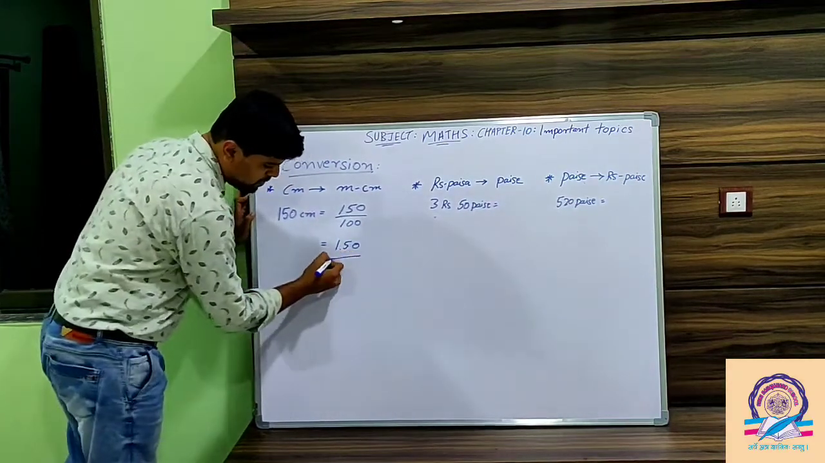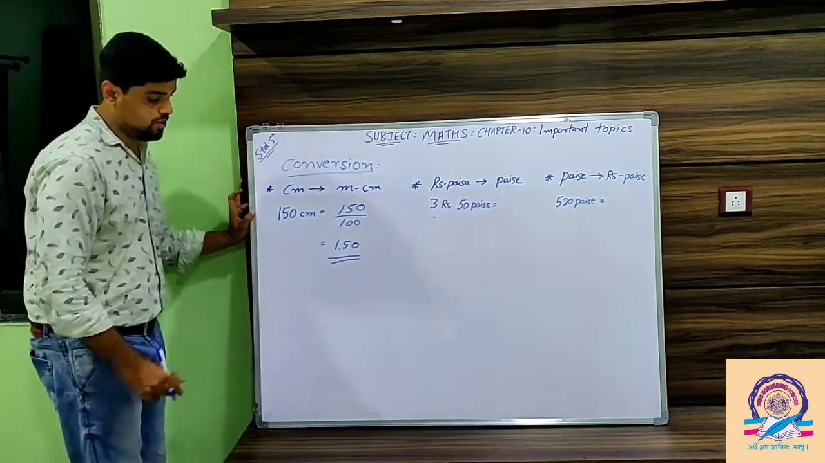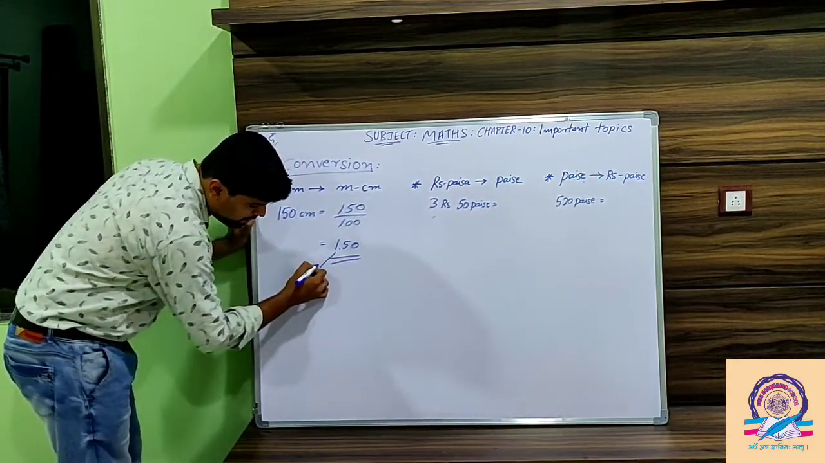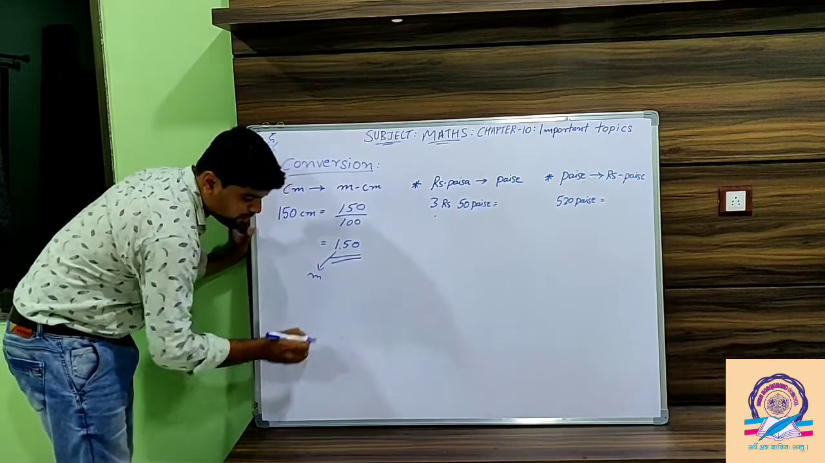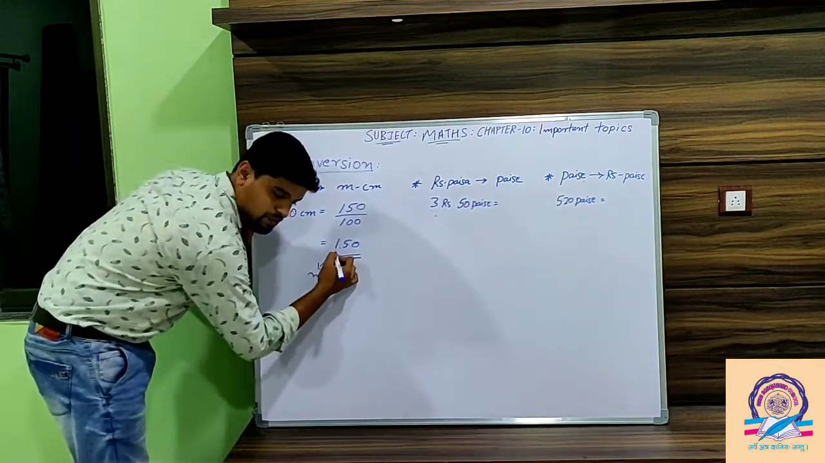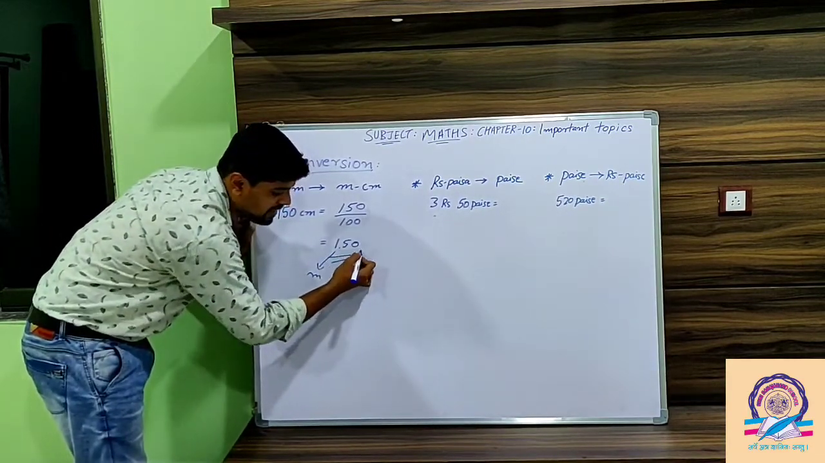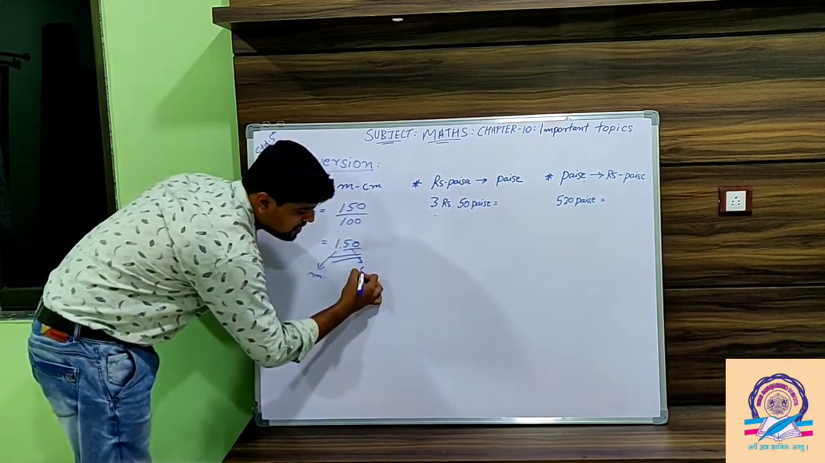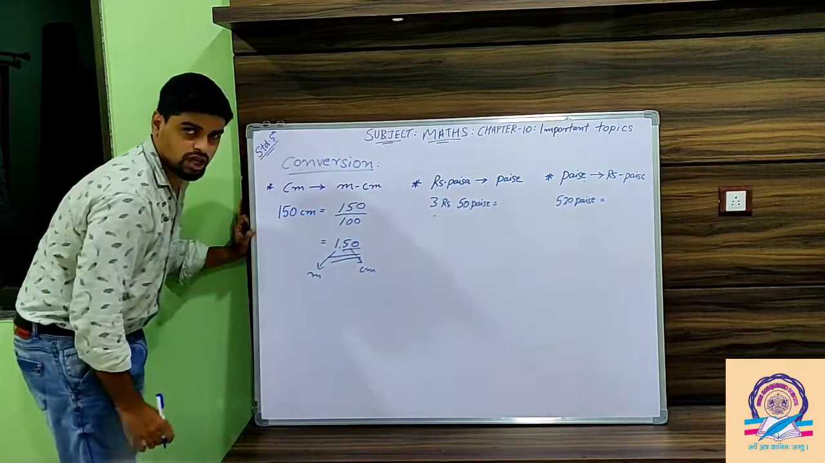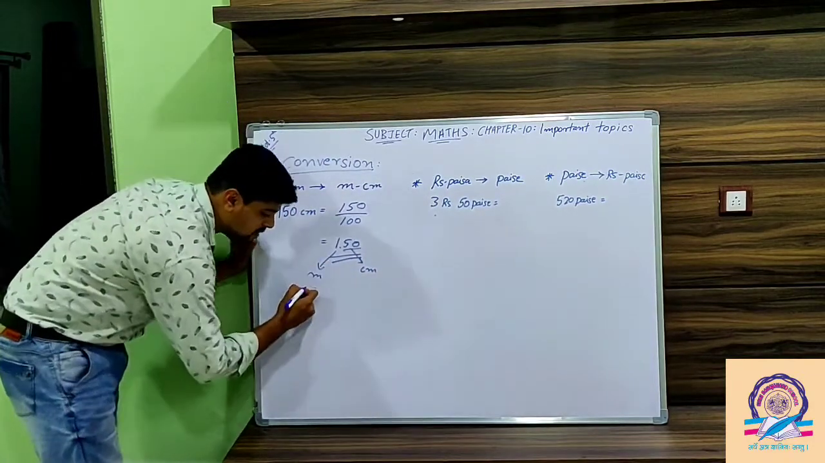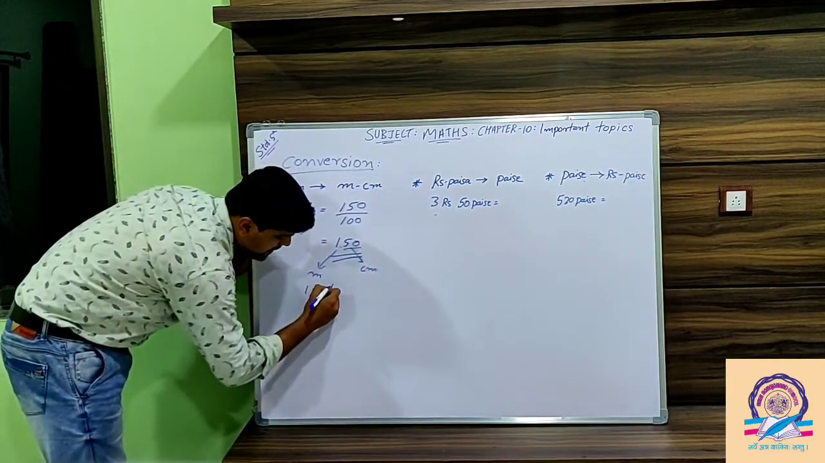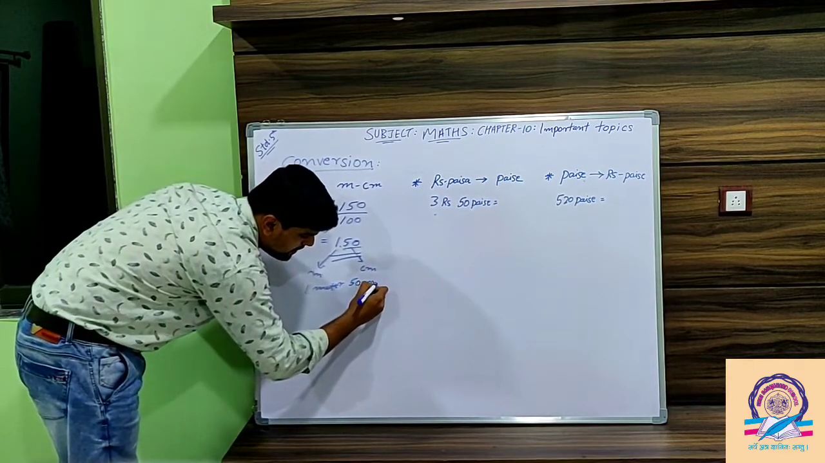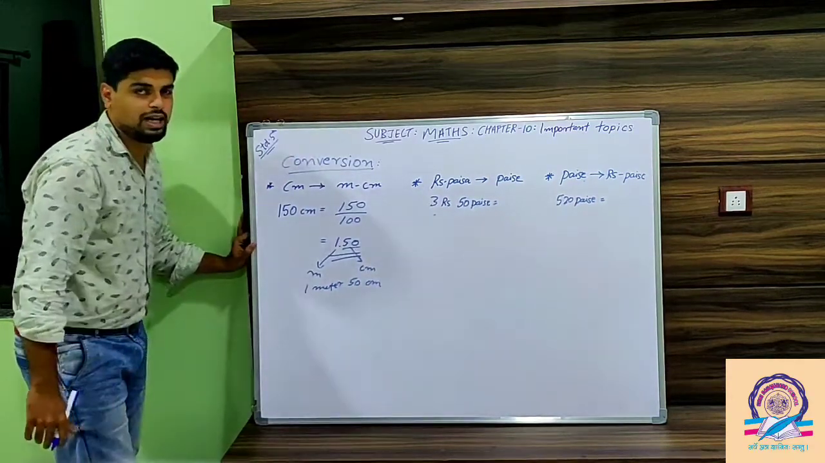Now this value is our important value. The digit before the decimal point is our meter. And the digits after the decimal point, how many digits? 2. So both these digits are our centimeter. So how to write it? 1 meter 50 centimeter. You have to write like this.